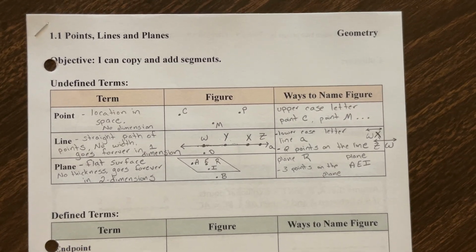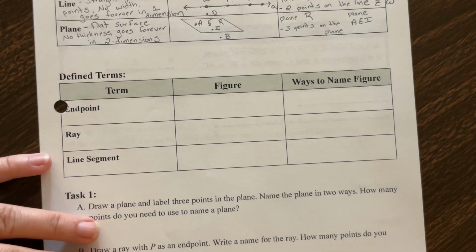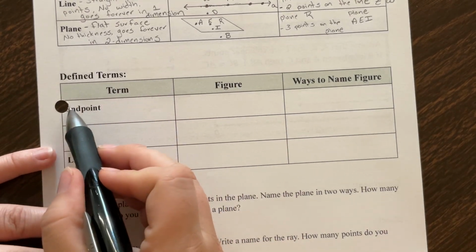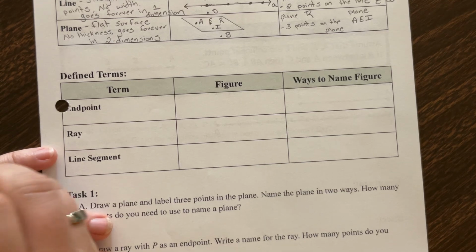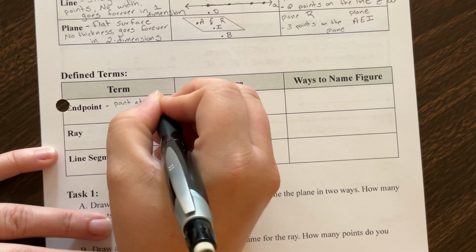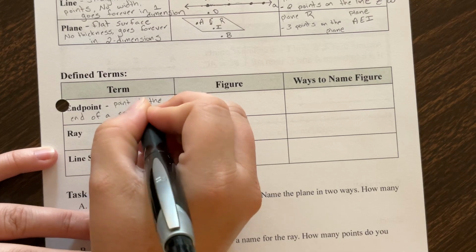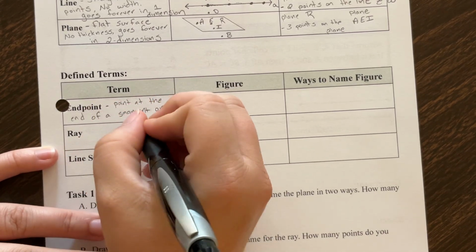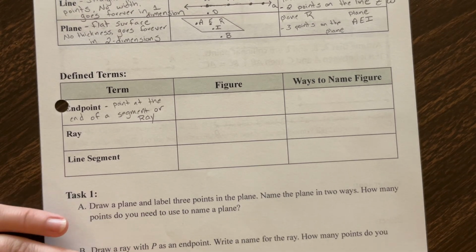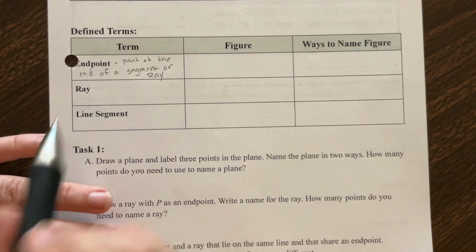We use these undefined terms to now define other terms. So now we're going to get into 3 new defined terms. So our first defined term is an endpoint. Sorry, that should be an E. That's endpoint. Our endpoint is a point, obviously, at the end of a segment or ray, which we're going to get to in a minute. Okay, so I'm not quite sure why the textbook defines endpoint first. Okay, first let's go ahead and define, we'll come back to endpoint in a minute.